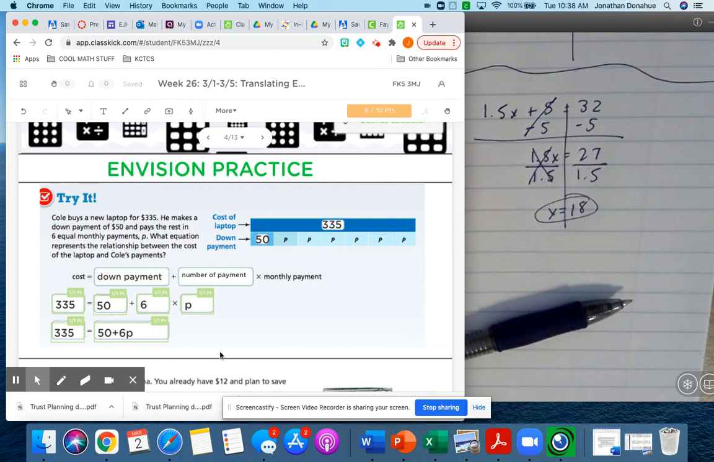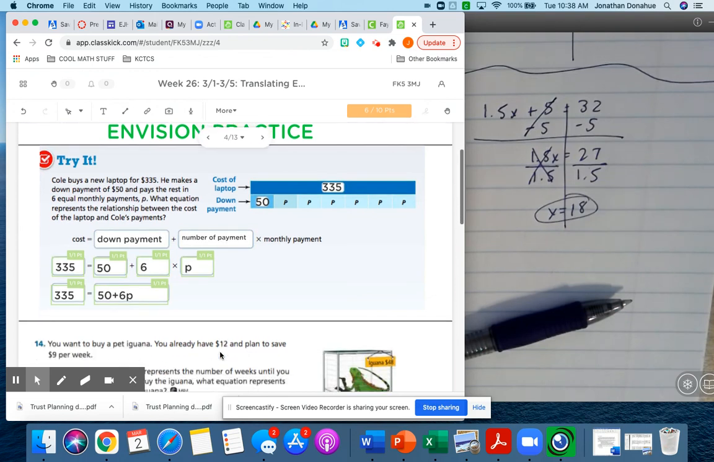When you look at this, we know that 50 plus the 6 equal payments has to equal 335. That's why this bar model is a good indication of how you're going to write your equation. So the top bar is equal to the bottom. That's why we have 335 equals this equation. All right, let's go down.